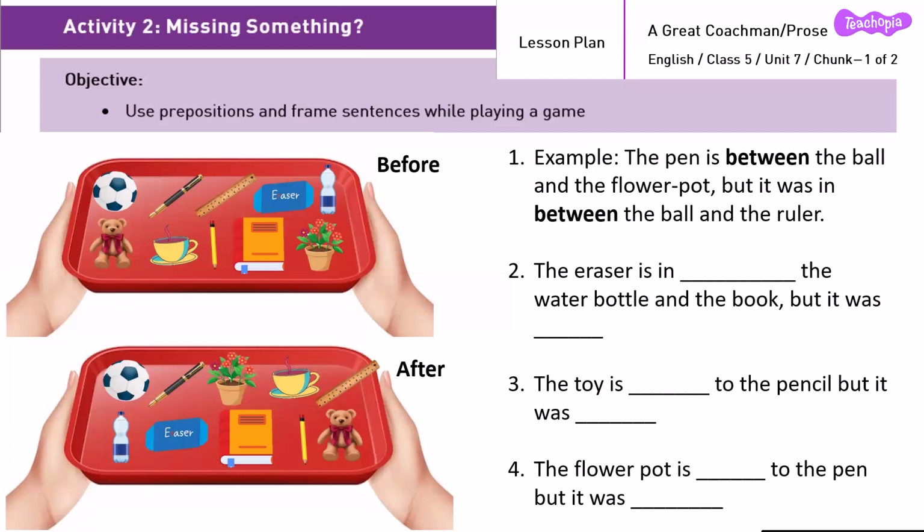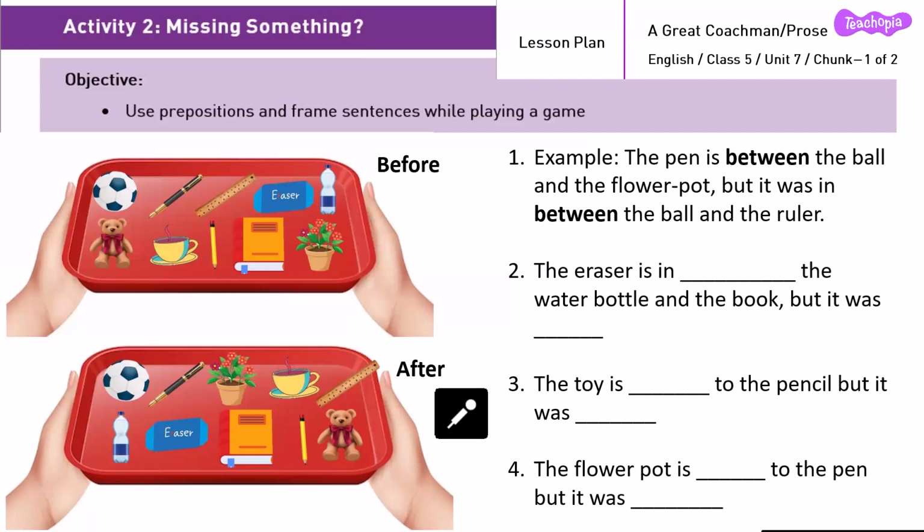Okay. Saubhagya ma'am is saying next. Okay. Sarla ma'am is saying near. Okay. So yes, ma'am. Correct. So we can also use a preposition like beside here. I can say that the toy is beside the pencil, but it was beside the ball. Similarly, also make the children fill the blanks in a similar manner.